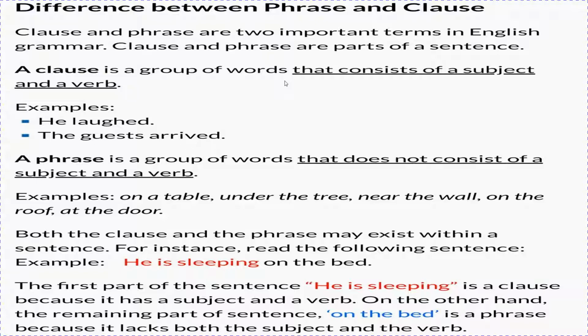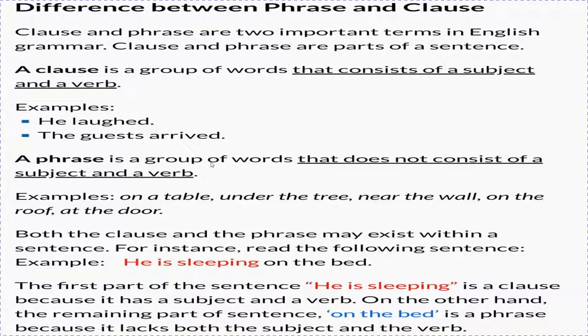Another example is, the guests arrived. So what is the subject here? Whom are we talking about here? The guests. So it is the subject. And what is the verb here? Arrived. So children, you can see here that a clause is a group of words that consists of a subject and a verb. And what is a phrase? It is a group of words that does not consist of a subject and verb.